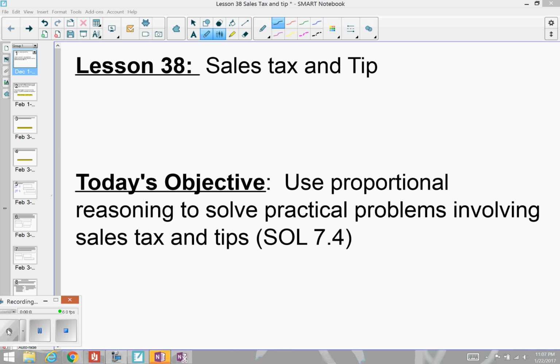Welcome back. This is lesson 38, sales tax and tip, still part of our proportional unit. For this topic, we're going to use proportional reasoning to solve practical problems involving sales tax and tips. SOL Objective 7.4.